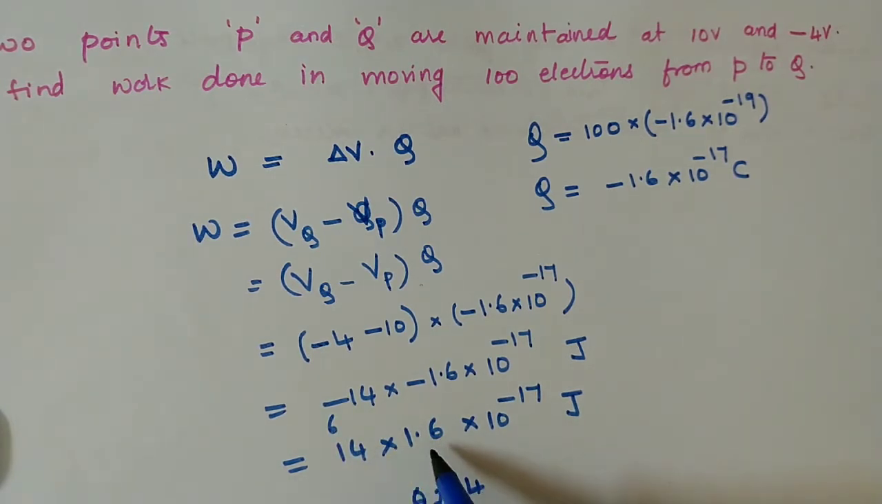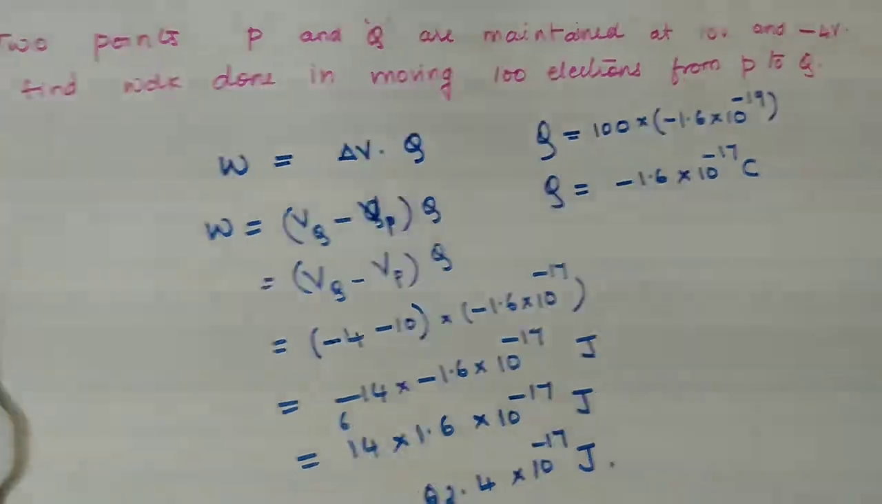22.4 into 10 to the power minus 17 joules. Okay, so this would be the answer.